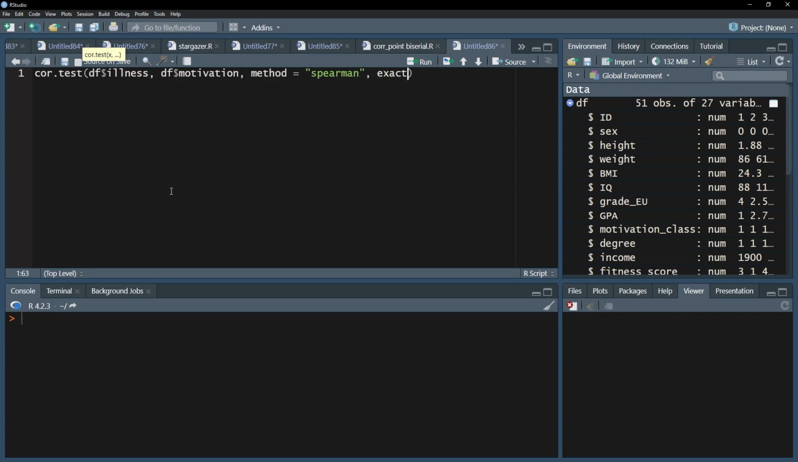Additionally, in large samples it is important, because you have a higher chance of having ties, that you add the argument exact equals FALSE, because the exact p-value cannot be calculated when you have said ties. Upon running this line you will get your results.